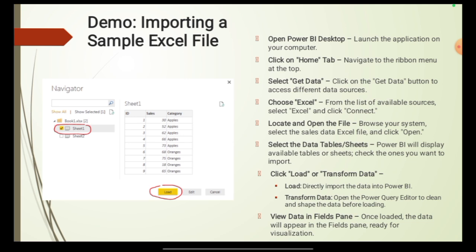So from these details we can say that the process of importing a sample Excel file into Power BI desktop involves a few straightforward steps. First, open Power BI desktop and go to the Home tab in the ribbon menu. Click on Get Data and select Excel from the list of available sources. After clicking Connect, browse your computer to find and open the Excel file containing the sales data.